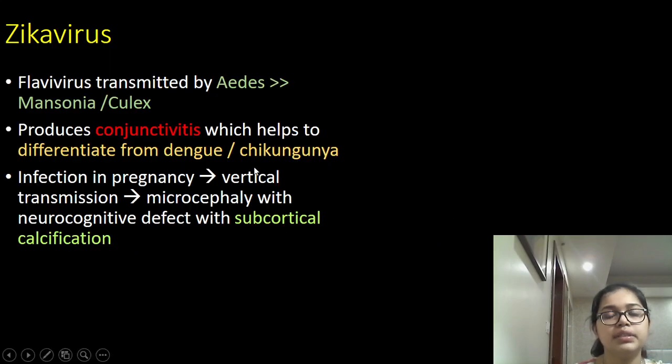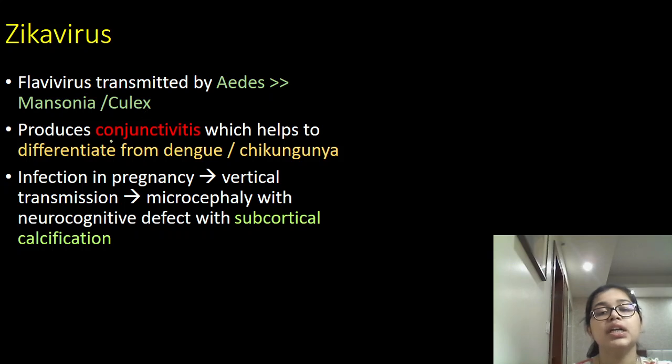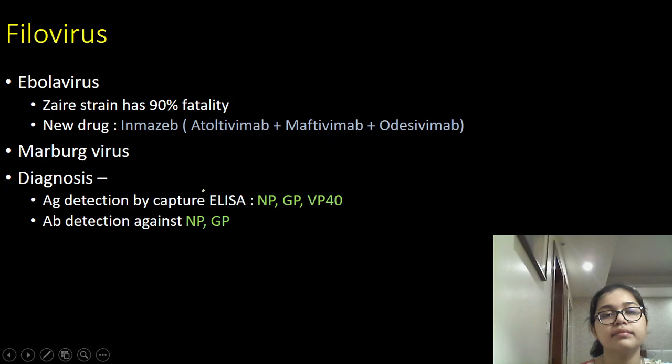Zika virus is transmitted by Aedes. It can also be transmitted by Mansonia or Culex mosquitoes. Now, Zika produces conjunctivitis, which actually helps to differentiate it from dengue and chikungunya, which have similar clinical features. Infection in pregnancy very characteristically leads to microcephaly in the child with subcortical calcification. We have seen a picture before this.